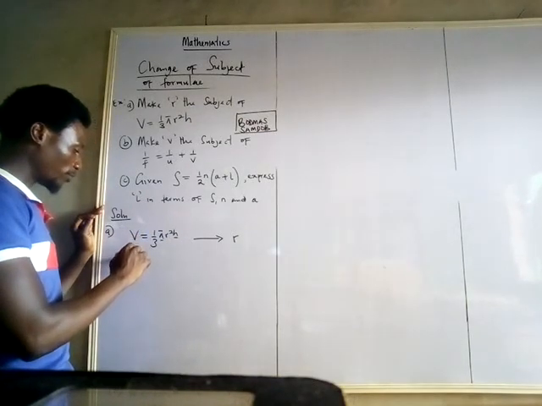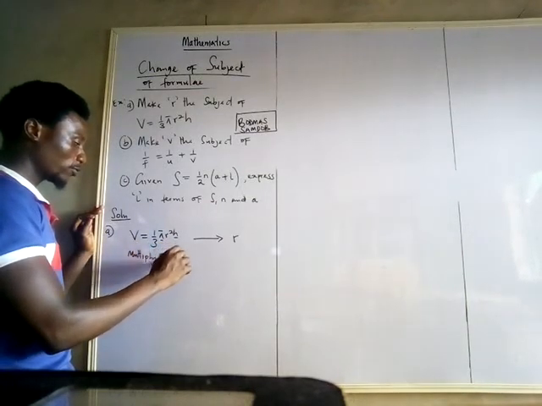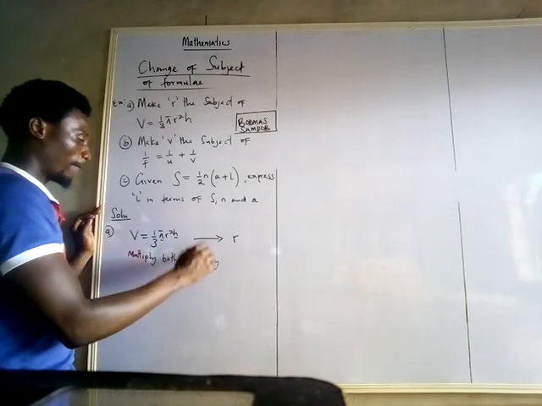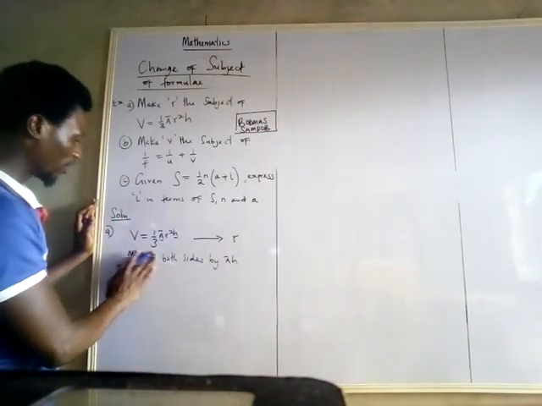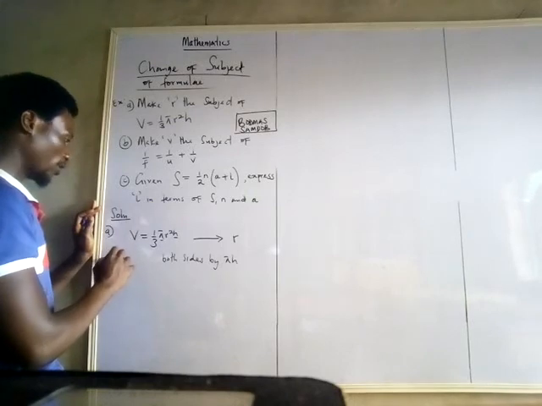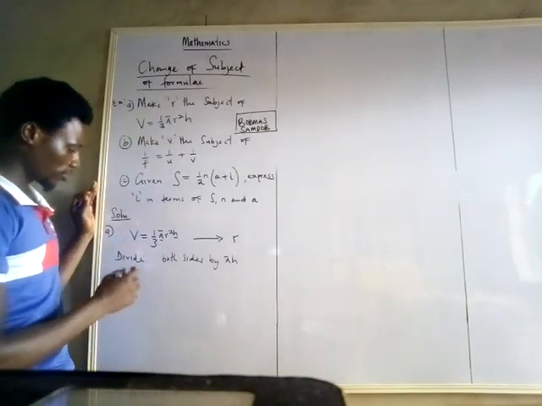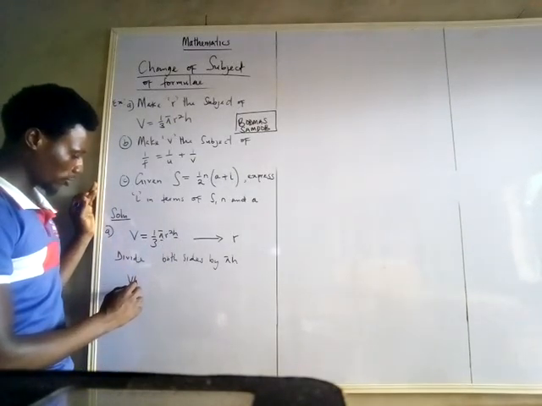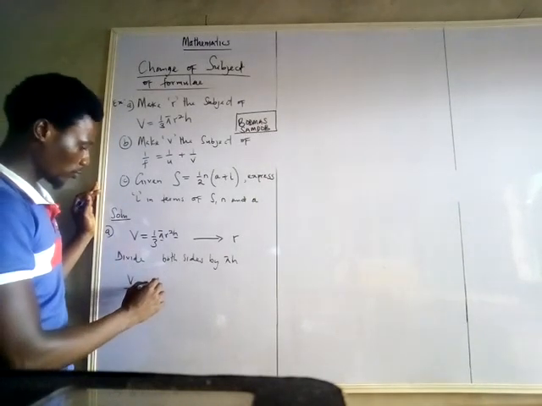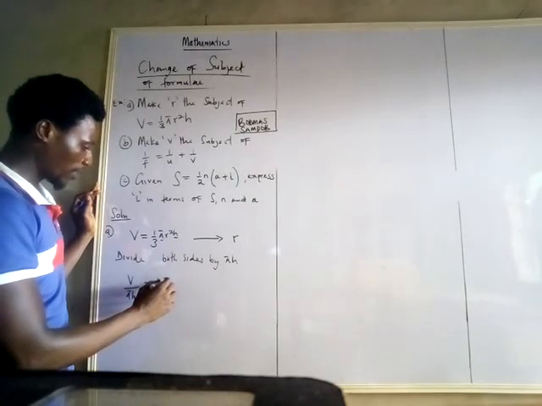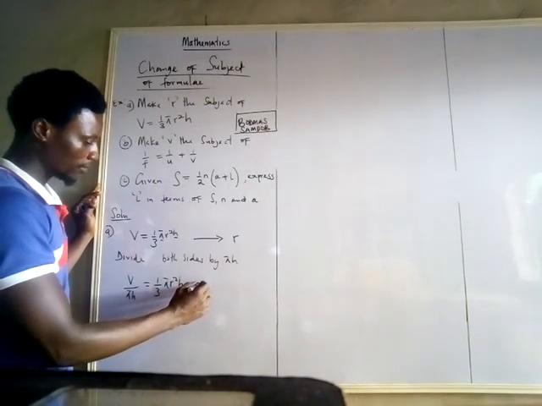Oh, sorry, you are dividing both sides by pi and h. Divide both sides by pi h. So we have V divided by pi h to be equals to 1 over 3 pi R squared h divided by pi h.